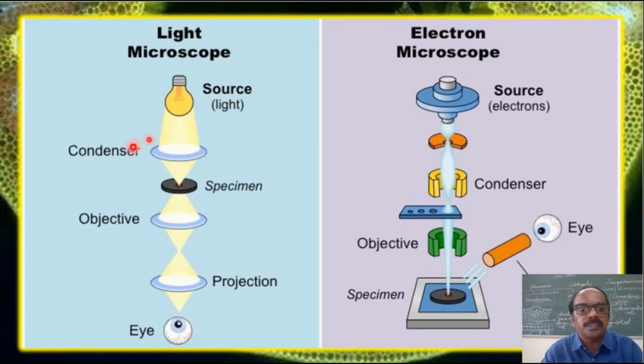This is the light source, and there is a condenser. This is the specimen through which the light is passing, and it is passing to the objective lens, and it is observed under the ocular lens. So this is the outline of a light microscope.